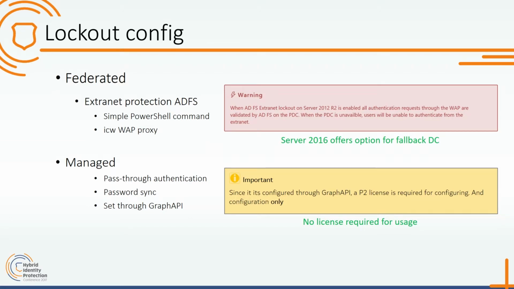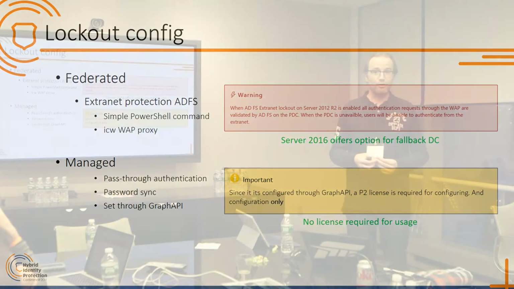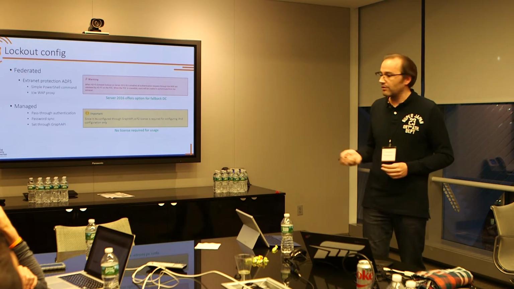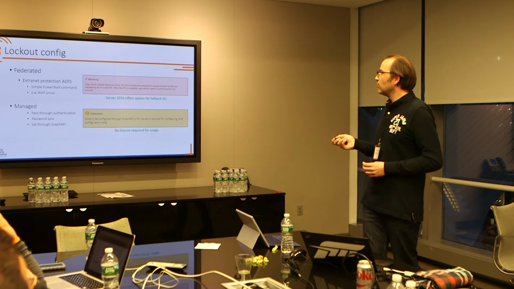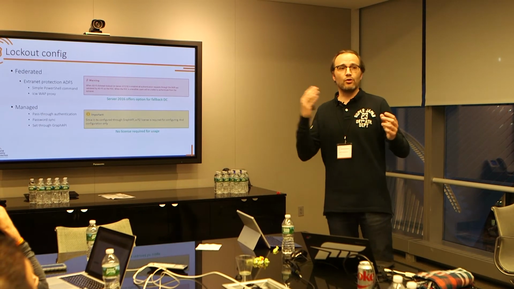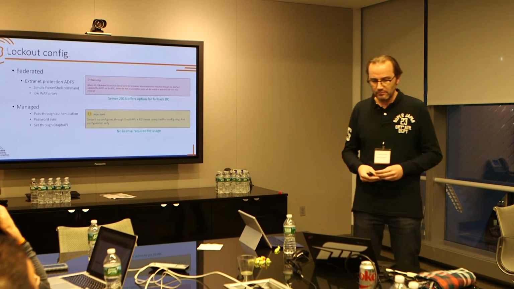The other thing is that if your farm is 2012 R2, that lock only works with the PDC itself. So there's no fallback. If your PDC goes down, so does your protection. Which is really annoying. So that's why they fixed it in 2016. In 2016, when you run the PowerShell command, you can put in fallback domain controllers, saying if the PDC itself is not available, I'll go to another one or another one.